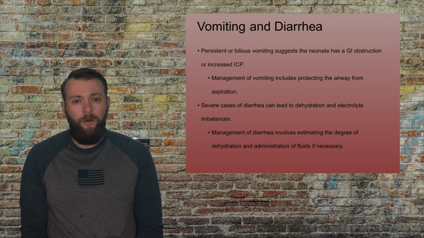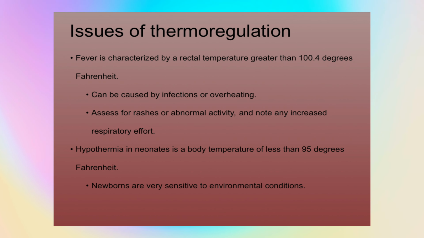Issues of thermoregulation. A fever in a newborn is characterized by a rectal temperature that's greater than 100.4 degrees. Rectal temperature is going to be the most accurate method to assess a temperature in a newborn patient. Fevers can be caused in newborns through infections that they may pick up within the first few days of life, but also overheating, where you may have parents that overbundle the newborn and maybe go too far to keep the newborn warm, and that results in the core temperature elevating.